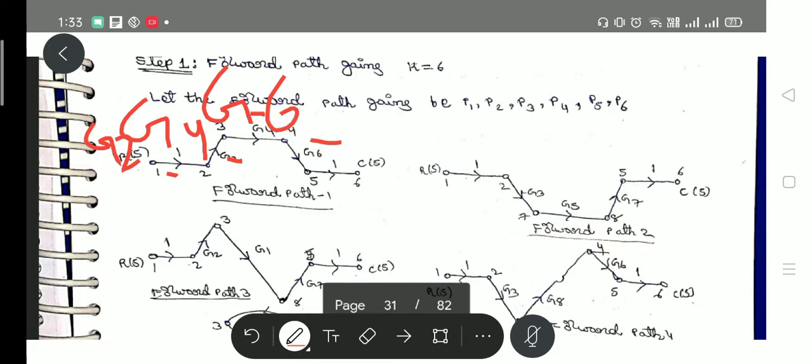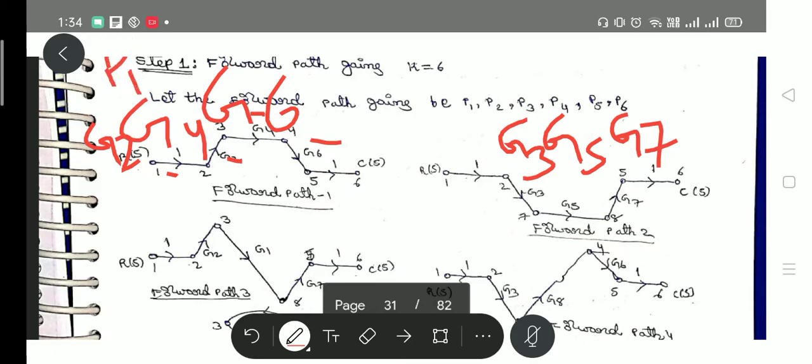Next, second forward path gain. We multiply all those elements. Here G3, G5, G7, 1. So we take G3, G5 and G7 as the second forward path gain. I am taking P1 as the first forward path gain and P2 as the second forward path gain. Like that I am taking up to P6. Okay, this is P2.